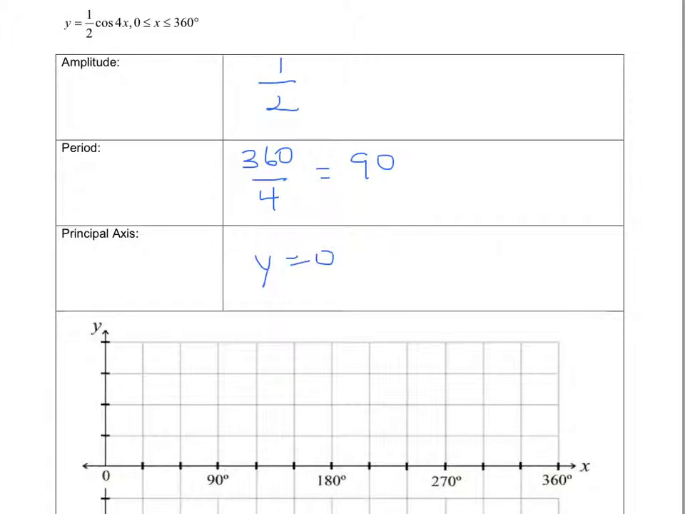So for this example here, the amplitude is a half. The period is 360 divided by 4, which is 90, so that means one cos cycle fits in 90 degrees. And the principal axis here is y equals 0. Again, start from the principal axis and fill in the information that you need. I'm going to recommend that you maybe double the scale so that your diagram is a little bit easier to read.